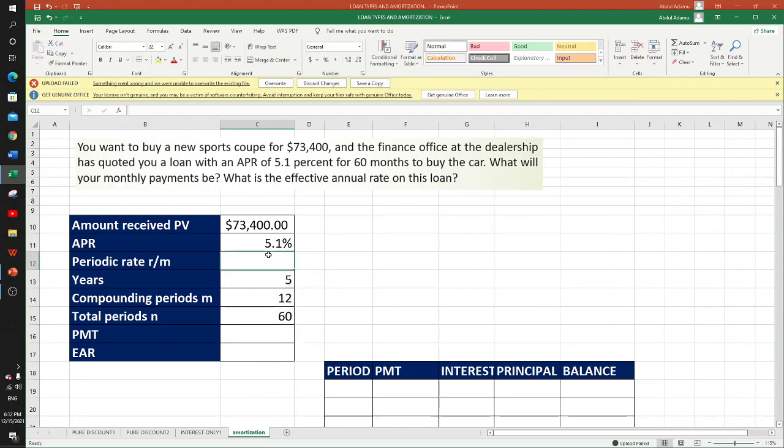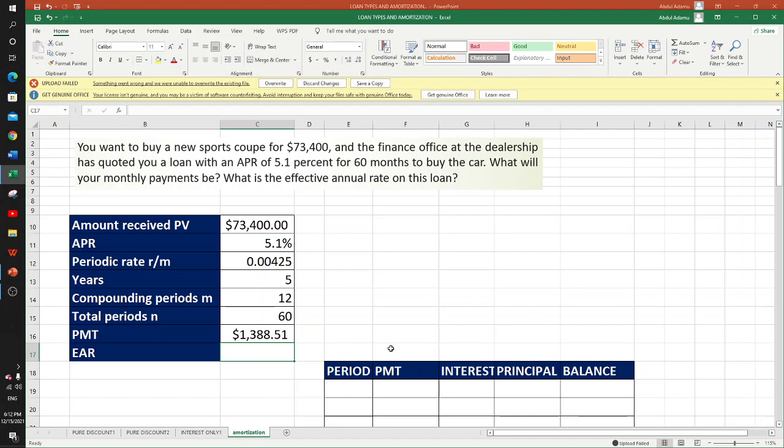The periodic rate will equal the APR divided by the compounding period, 12. Then for our PMT, using the PMT function, the rate is this, the number of periods is this, and the present value is minus this. Enter. This is the PMT.